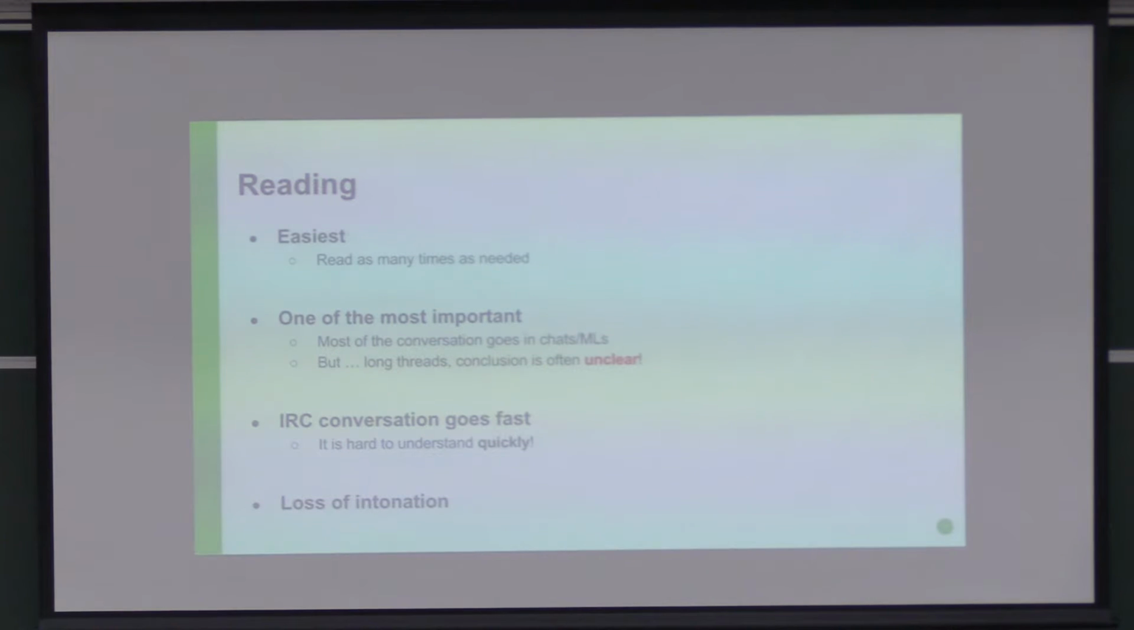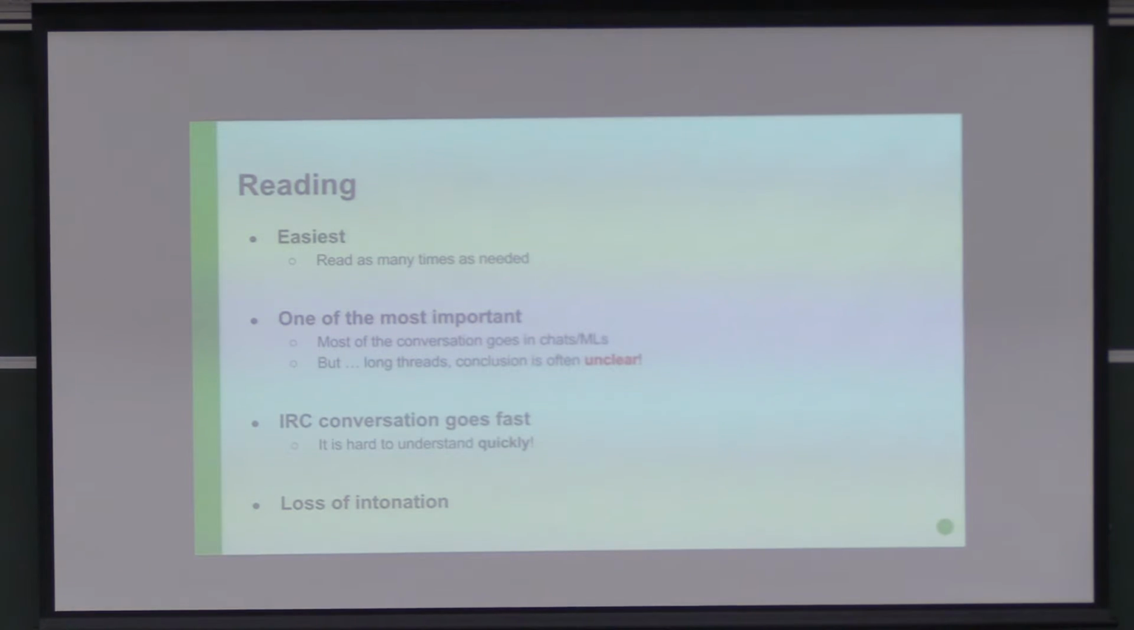Because we are already educated from the schools, and with reading, we can read as many times as we need. If we read web pages in English, we can use a dictionary or internet tools or like that. Yeah, it's very useful, I think. But it's one of the most important skills, because most of the open source conversation is in a mailing list or chat, like IRC or Slack or something like that. So if we cannot read in English, we cannot understand everything. So the English reading skill is very important, right?